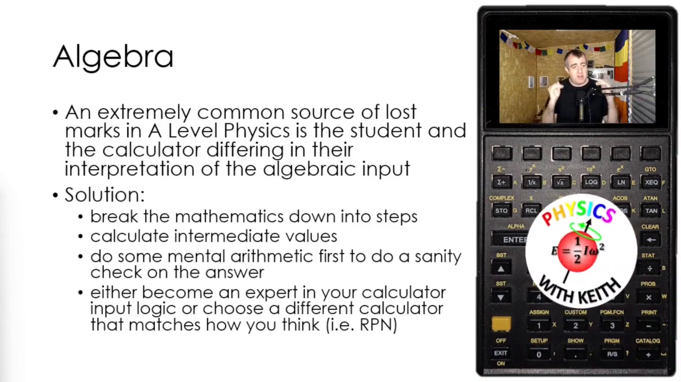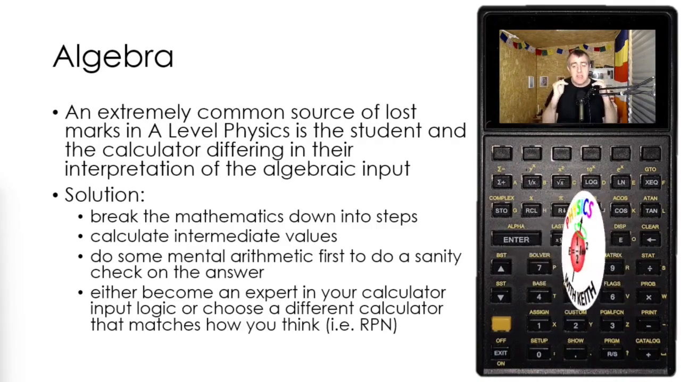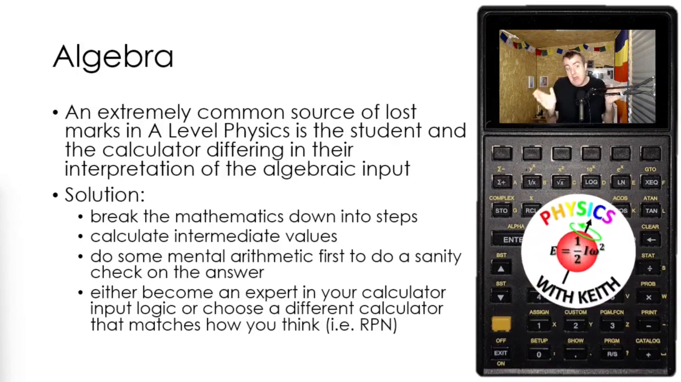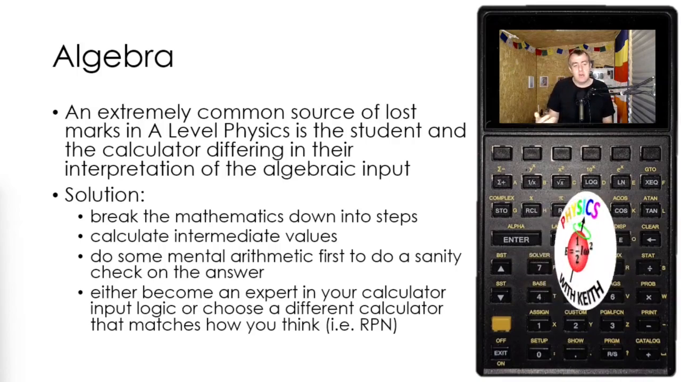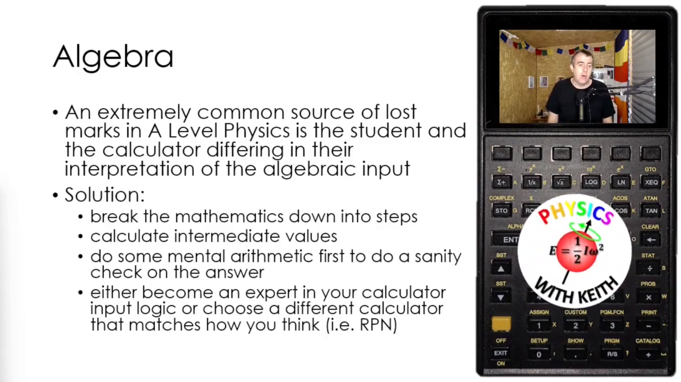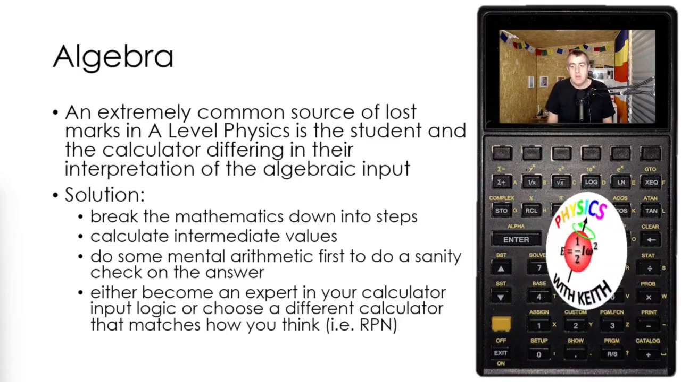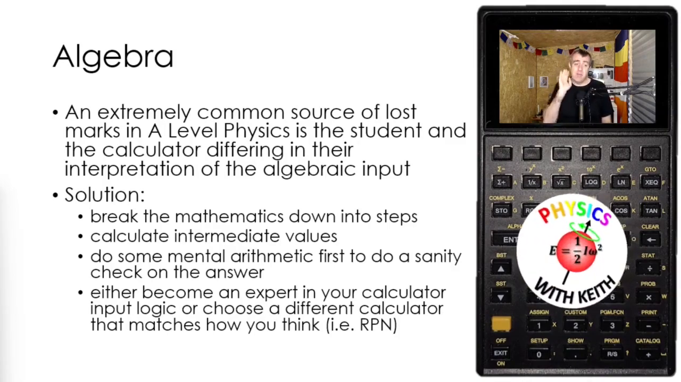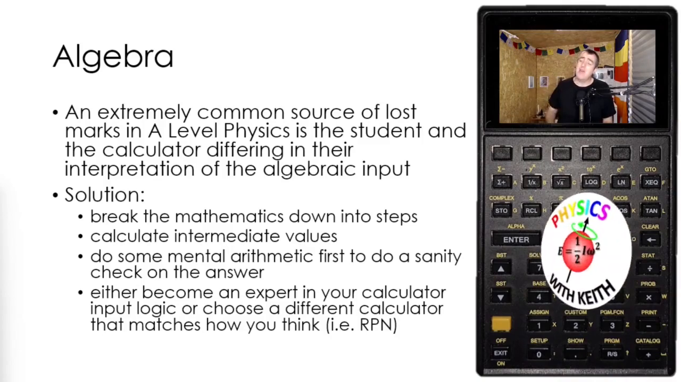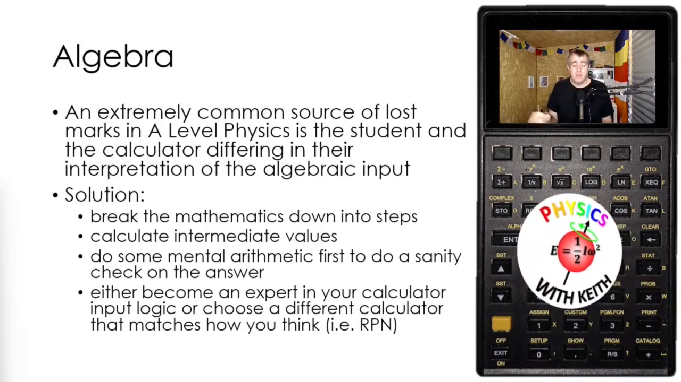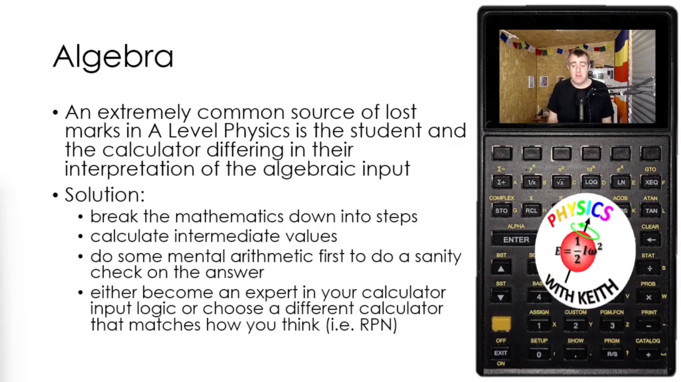So here's a solution, a nice easy solution. Break a big formula into steps and do those intermediate calculations. Always do a quick check to see what you expect the answer to be and see whether the answer the calculator gives you is reasonable, even if it's just a quick order of magnitude check. Finally, in extreme cases, if you're having problems because your calculator keeps on disagreeing with what you want it to do, well, get a different calculator.